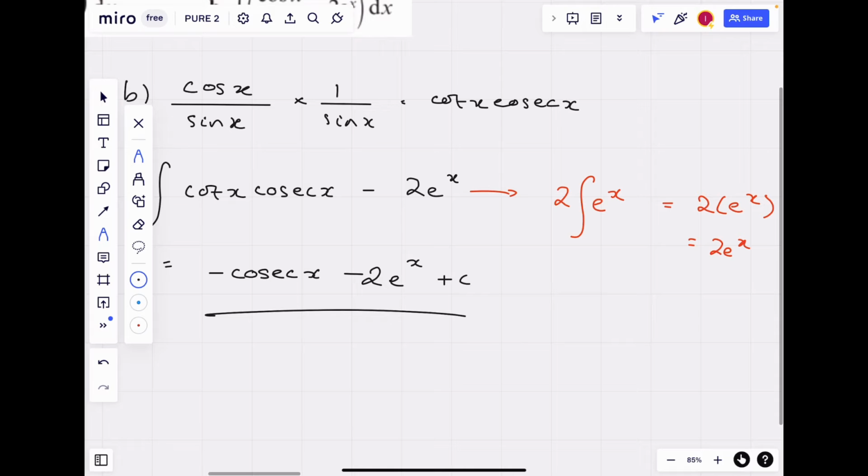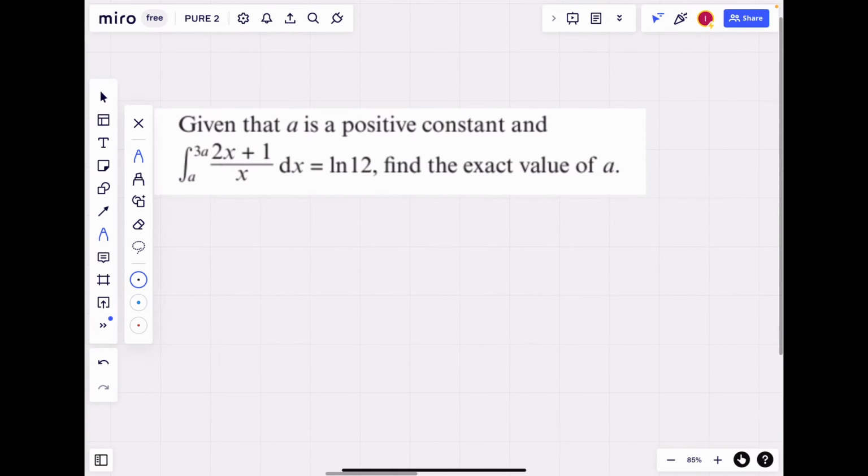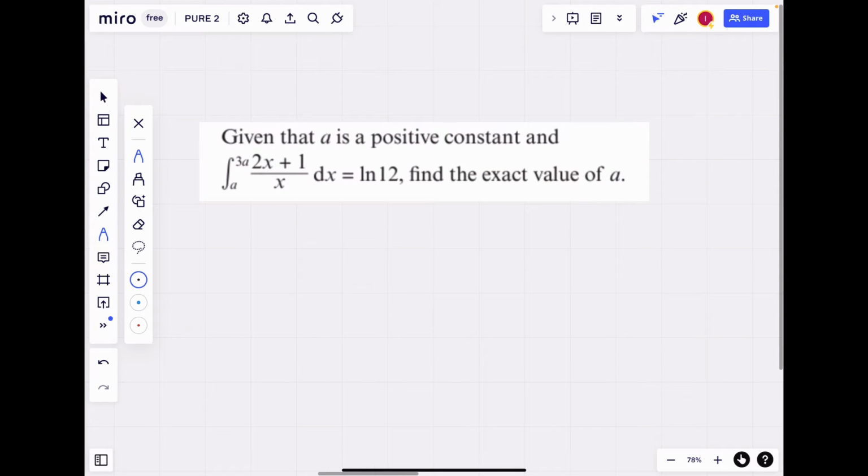Right. Let's have a look at another scenario. Something like this. Now you have your limits and you have a fraction. In something like this, you want to first simplify that fraction.